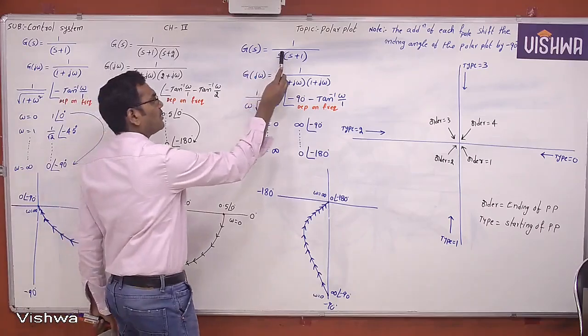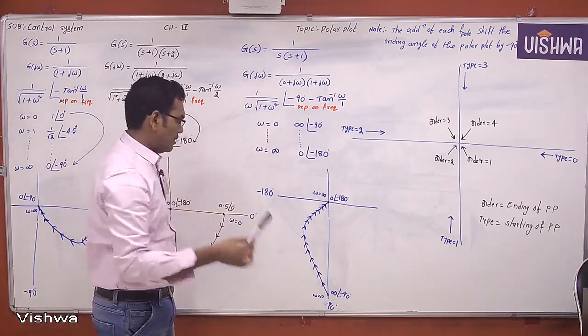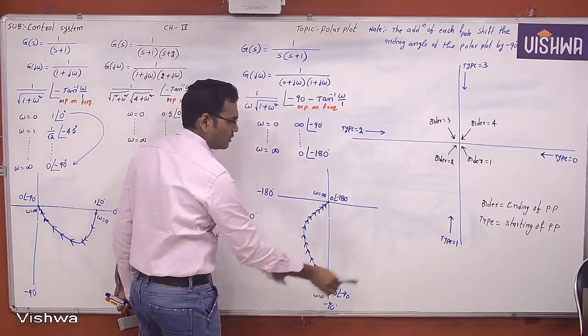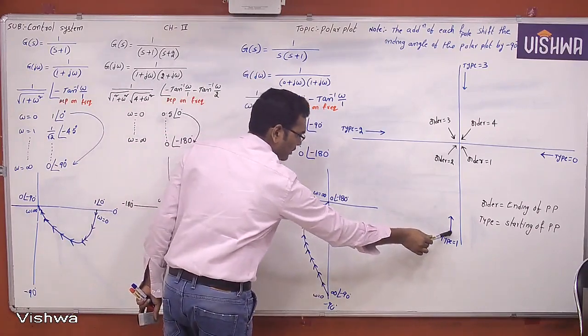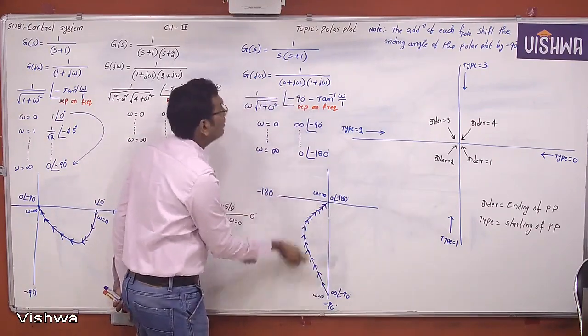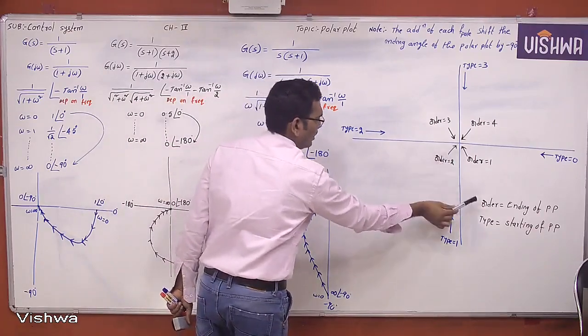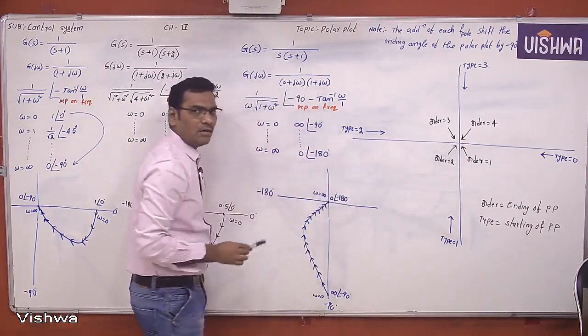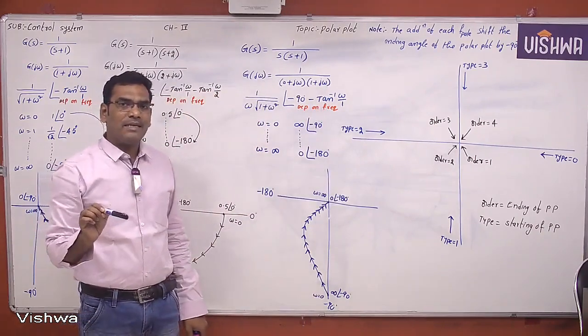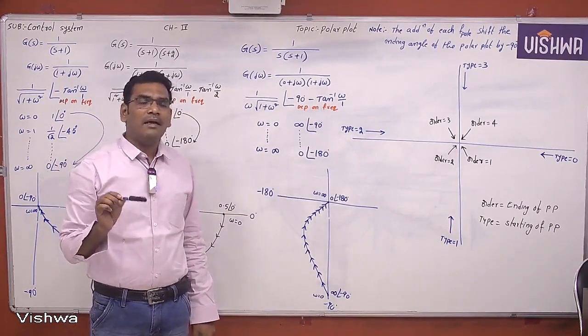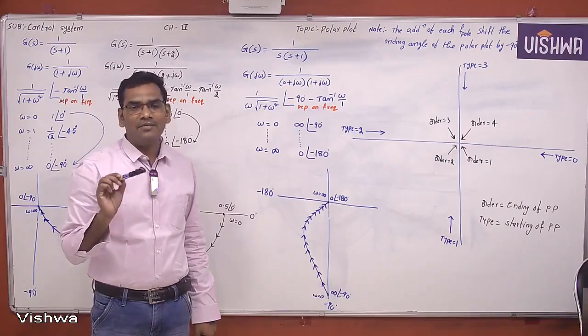How many poles at origin? 1 pole at origin. Now this is type 1. See here, you cross-check. This is type 1. Yes, here it will start. Order is 2. Order 2 means here it is ending. Order is ending, here it is ending. Is it matching or not? So type represents the starting of the polar plot. Order represents the ending of the polar plot.